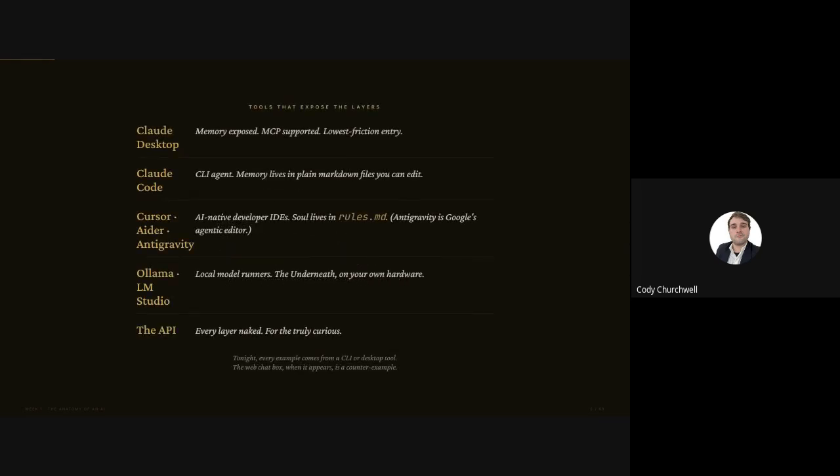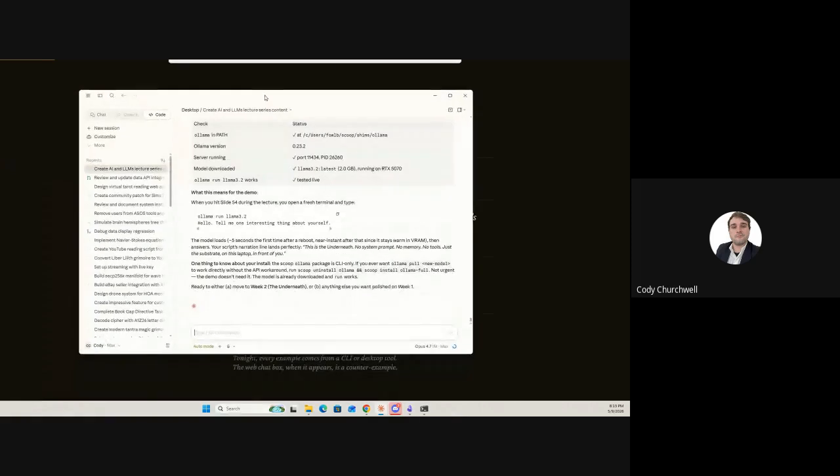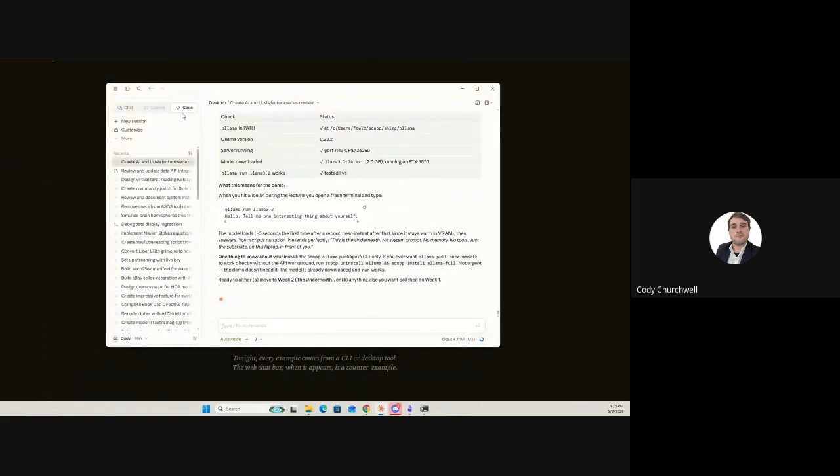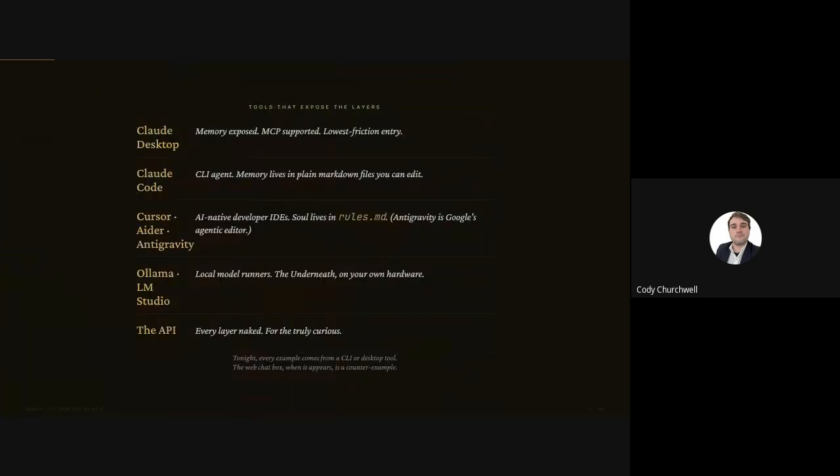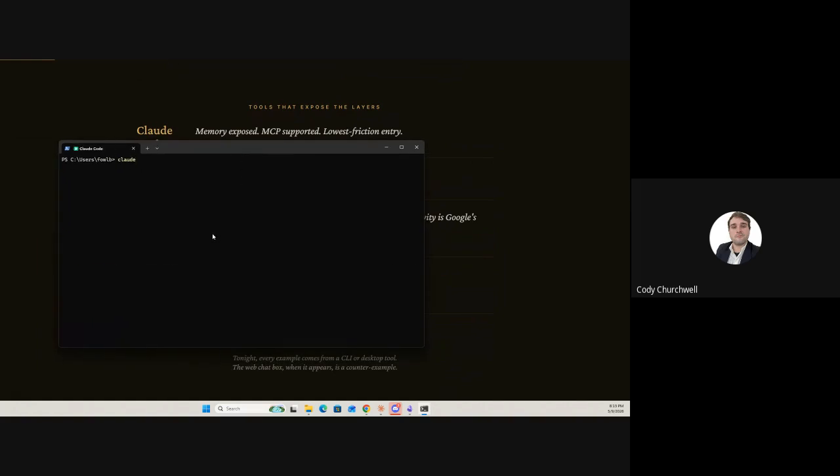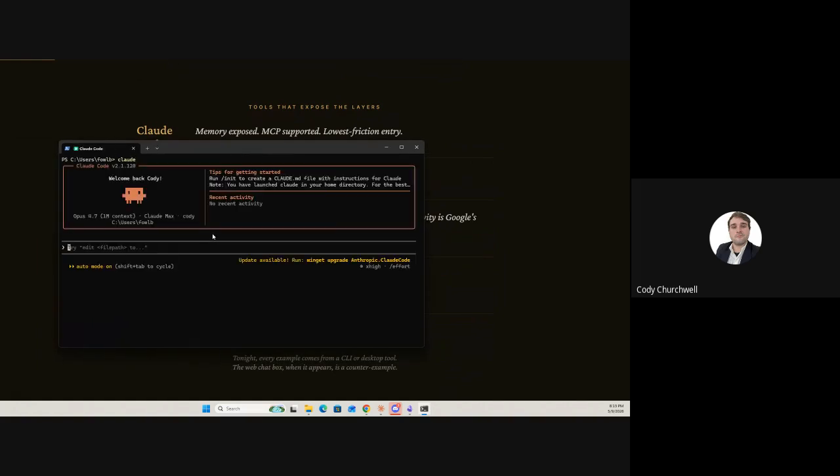Here's what we're using instead. You have Claude Desktop, the desktop app. You also have Claude Code, which is the CLI app.